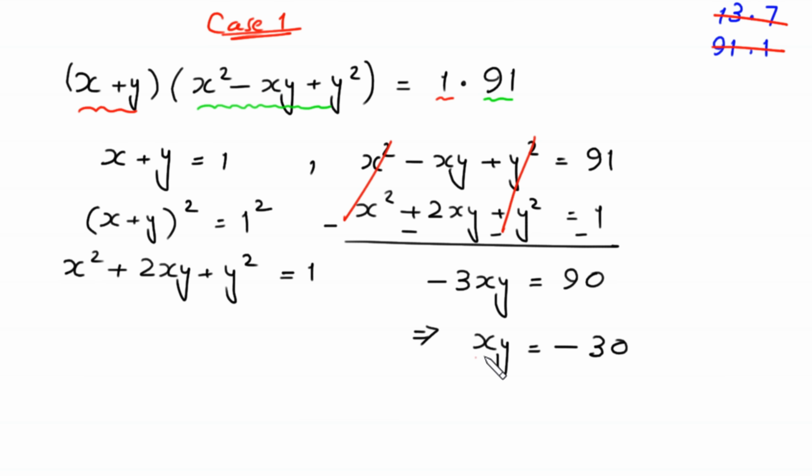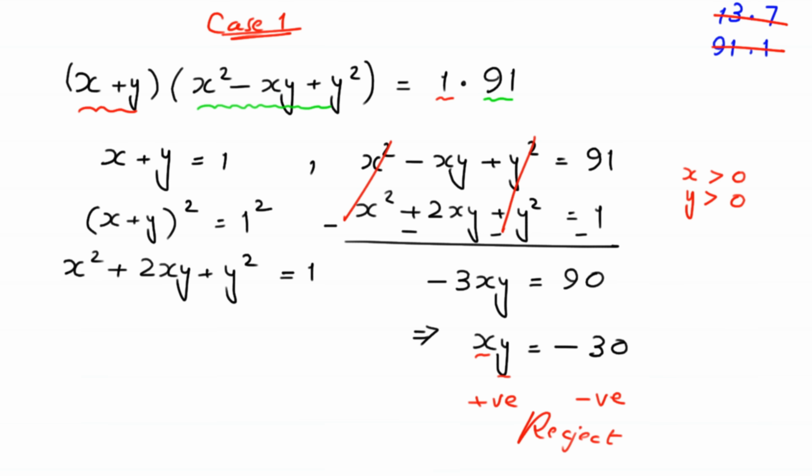Now because this x and this y both are positive integers, x is greater than 0 and y is greater than 0. So the product of two positive numbers cannot be negative. This is positive and this is negative. This is not possible, so we reject this case.